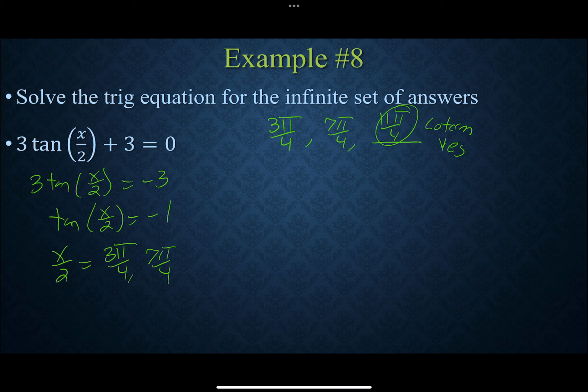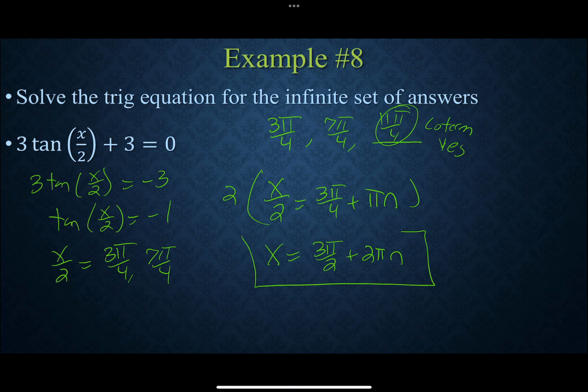Another easy way to check, they're both based off the same denominator, radian answer, and they're in a diagonal quadrant, quadrants 2 and 4, so it does make sense. So we get x over 2 equals just 3 pi over 4 plus pi n, because that's our pattern, but we're trying to get x by itself, so now we multiply everything by the 2. So we get x equals 3 pi over 2 plus 2 pi n. That's our infinite set answer.